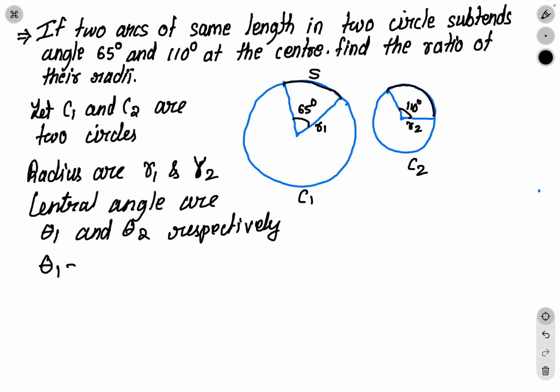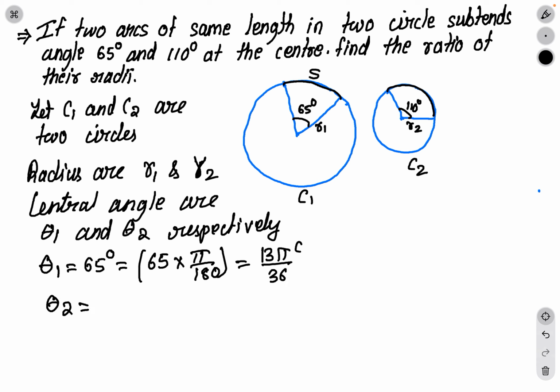Now theta 1 is equal to 65 degrees. Now we will convert this into radians, multiplying by pi upon 180. So this is 13 pi upon 36 radian and theta 2 is equal to 110 degrees. So 110 into pi upon 180 radians. So this is equal to 11 pi upon 18 radians.